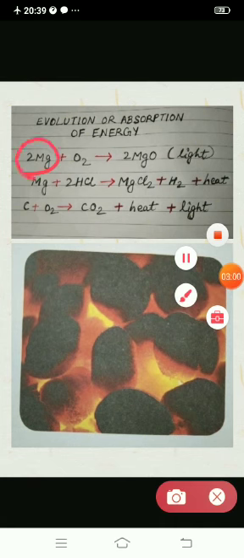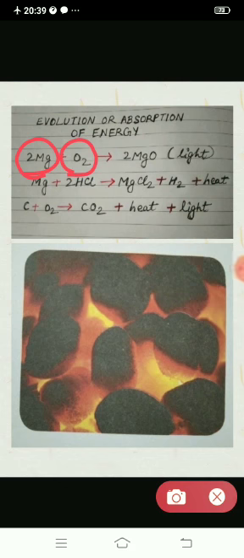Moving on to the next characteristic of chemical reactions, that there is evolution or absorption of energy. When magnesium reacts with oxygen, the magnesium ribbon will burn to form magnesium oxide and it will give a bright light. That bright light means there is an evolution of energy in the form of light.